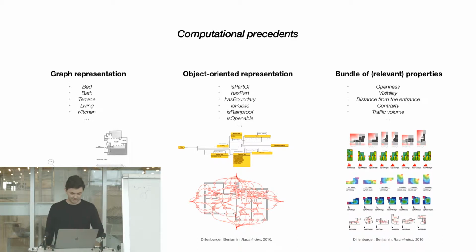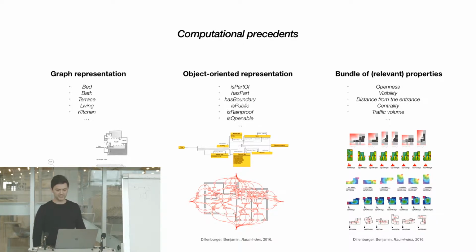it's more abstract. And I call it the object-oriented approach. So instead of real objects connected into a network, now we have properties. For example, a property of an element could be, as you can see there, is part of, has boundary, is public, is openable, and so forth. In the first example, we had actual elements connected in a network. Here, we have properties connected in a network. And I call this the object-oriented approach.